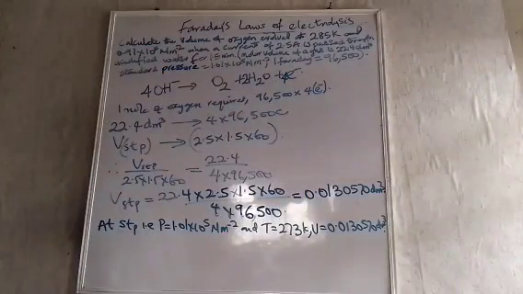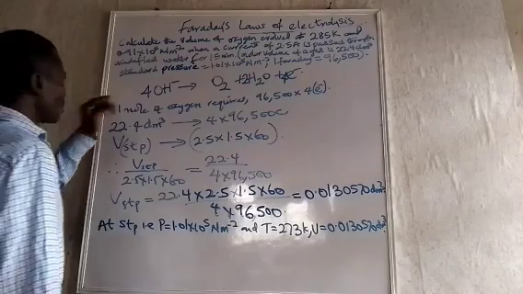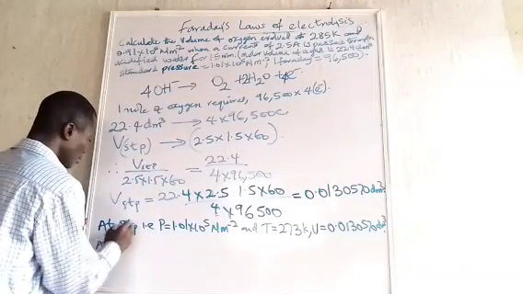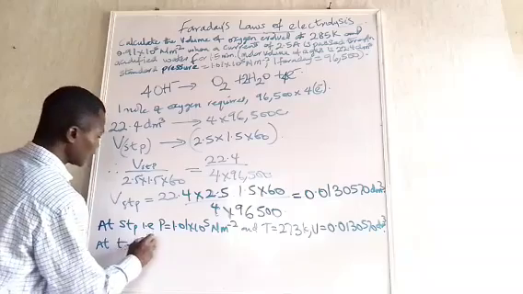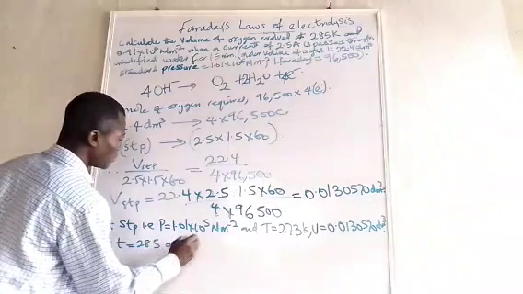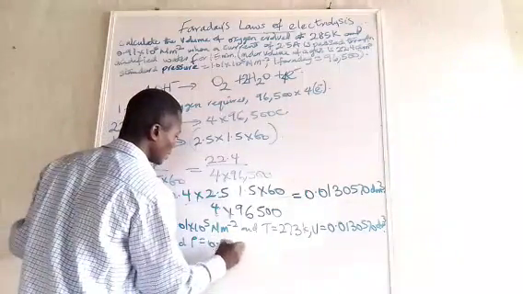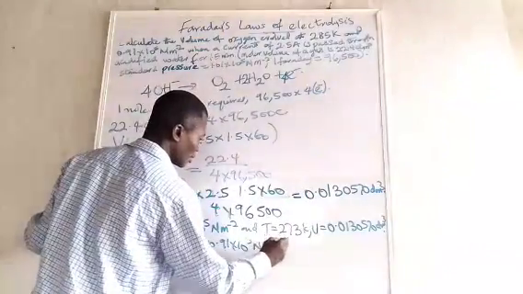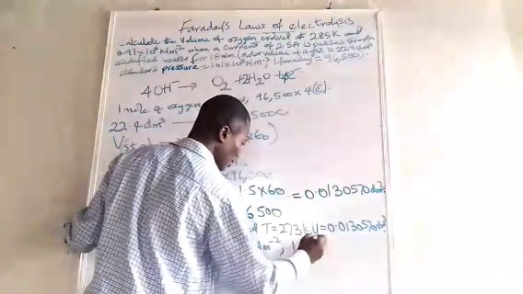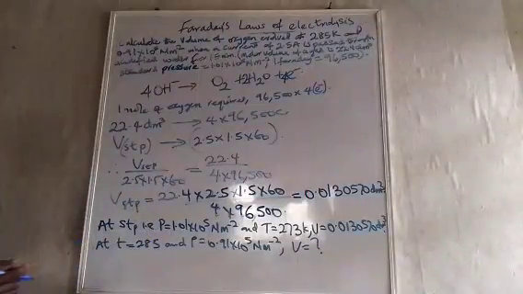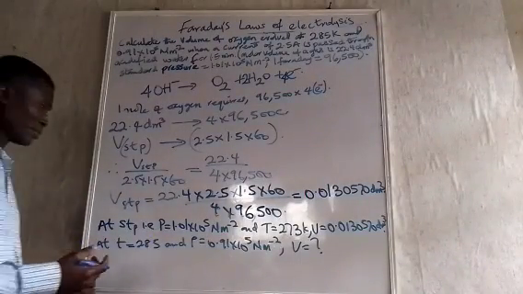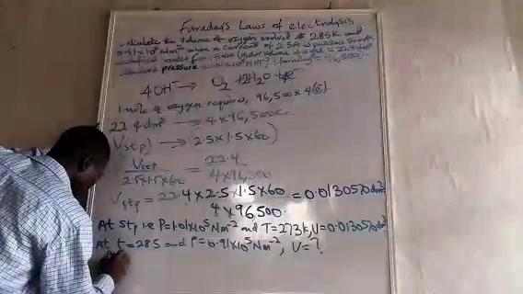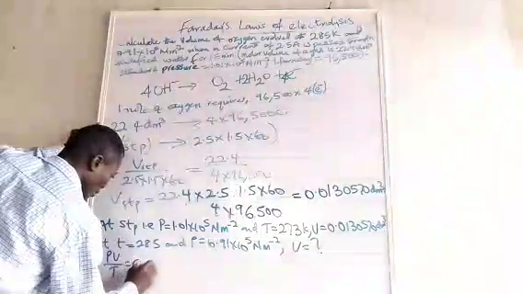That is V. Now, we are asked to calculate it when the temperature T equals 285 Kelvin and pressure equals 0.91 times 10 to the power 5 Newton per meter square. We have to find V. And we know the gas law, that is PV over T equals constant.